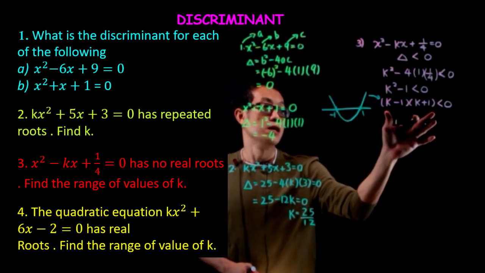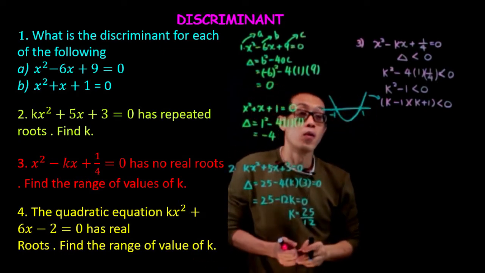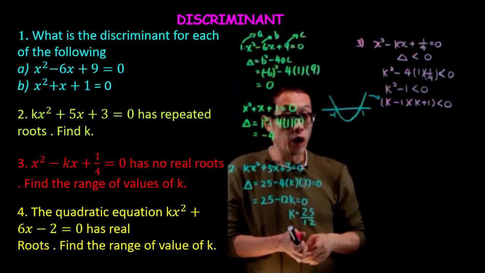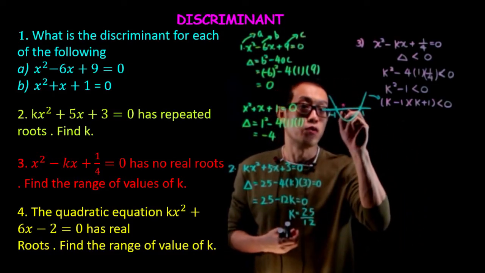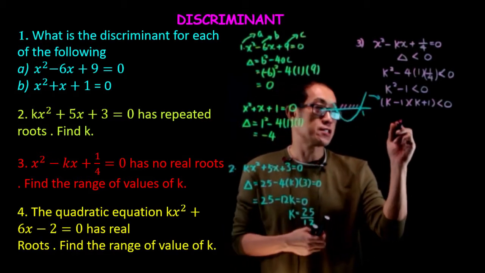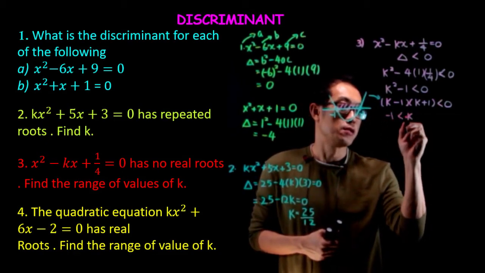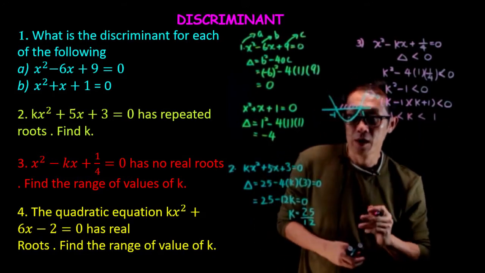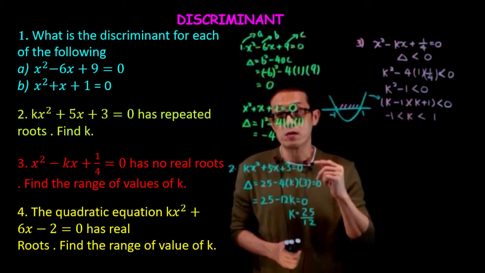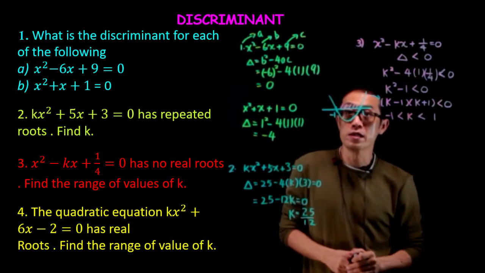You want this discriminant to be always less than 0. So k must be between minus 1 and 1. You want it to be always less than 0. So you take these values of x, not including minus 1 and 1. That is your final answer for question 3. Now let's move on to question number 4.